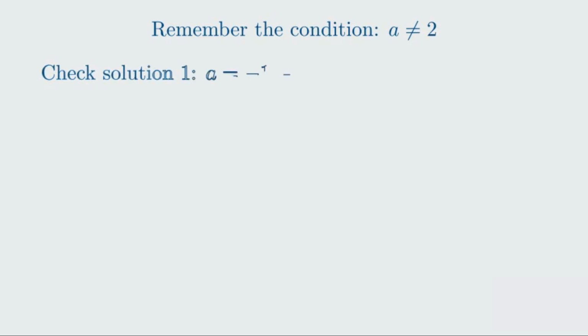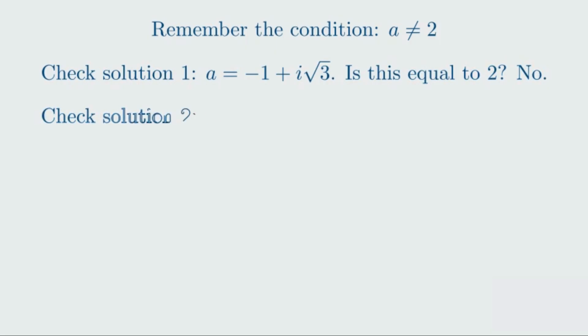Our first solution is a complex number, -1 plus i times the square root of 3, which is clearly not equal to 2. It is a valid solution. Our second solution is also a complex number, -1 minus i times the square root of 3. This is also not equal to 2. It is also a valid solution.